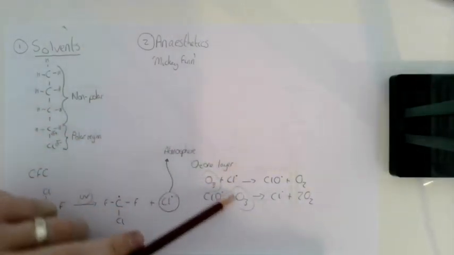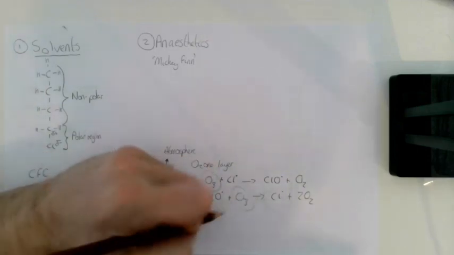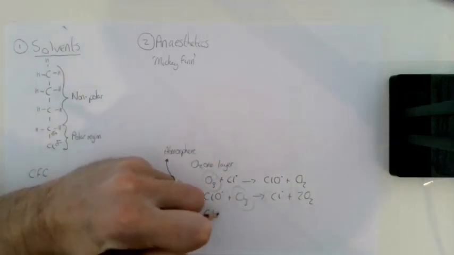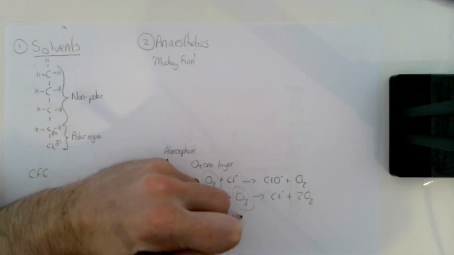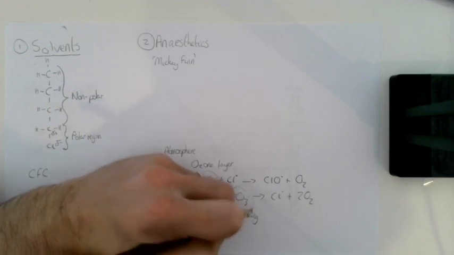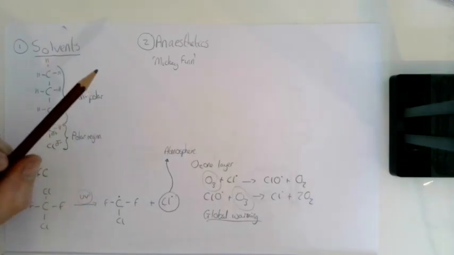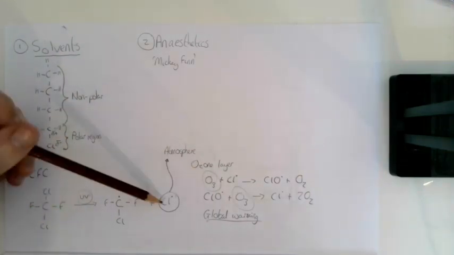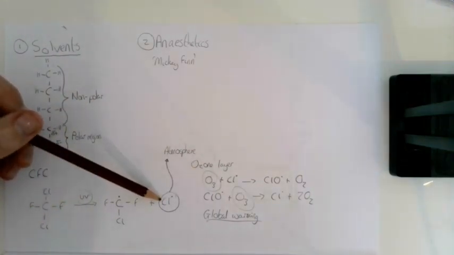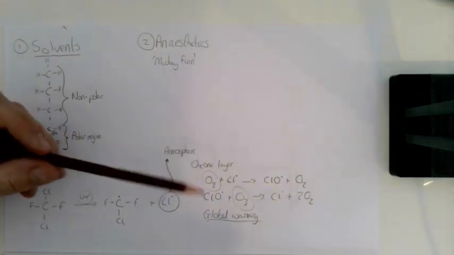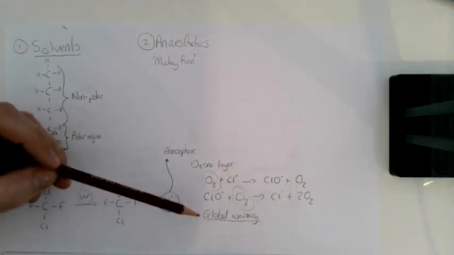Breaking down of ozone then leads to things like global warming, so our planet heating up, and then all the various impacts of global warming from that are then caused by these chlorine free radicals. So things like more extreme weathers, rising sea levels, and stuff like that.